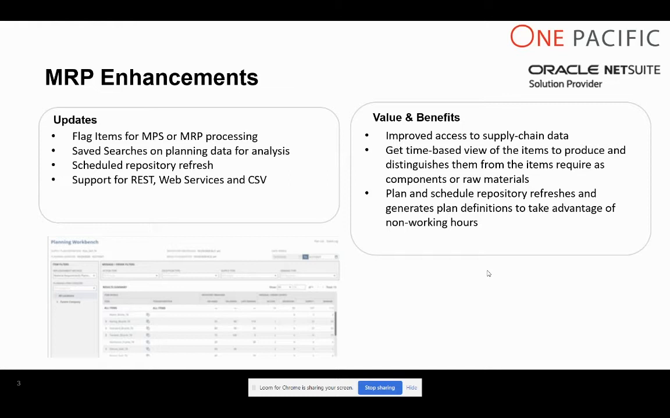In addition, NetSuite MRP enhancement will include a saved search on planning data. So in the future, when you run a saved search, you can run a saved search on your planning engine alerts, for example, your planning rule groups, and your planning results. In addition, you can choose to schedule your repository refresh to happen on a periodic basis, for example, during non-working hours. And NetSuite will also include support for REST web services and CSV import of various planning data parameters as well.